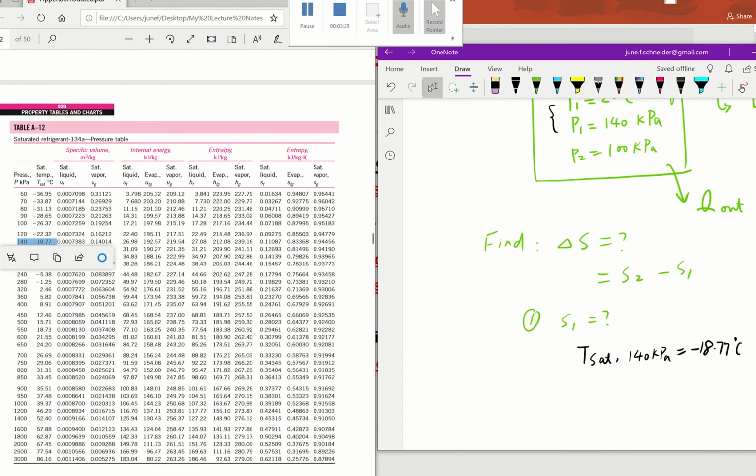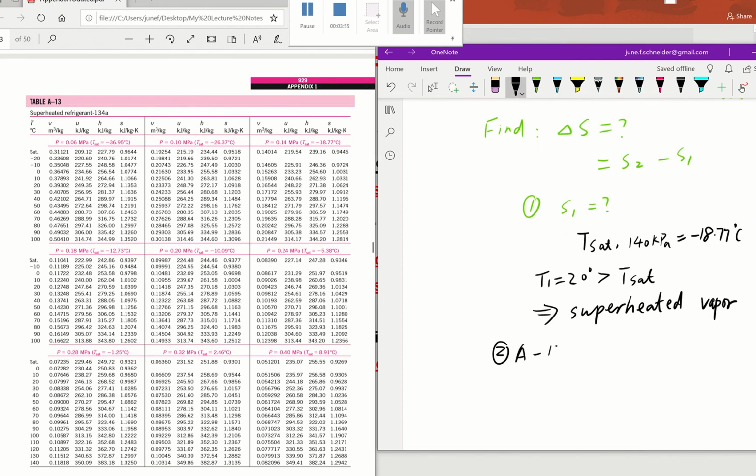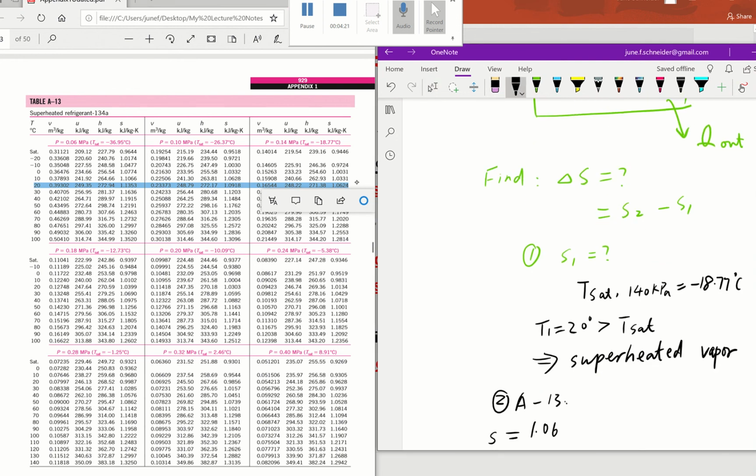And our temperature here is 20. So T1 equal to 20 is way greater than the saturated temperature. That means this is superheated vapor. If it is superheated vapor, we go to table A13, and our goal is to find our entropy. At 140 kilopascal, that is 0.14 megapascal, and temperature 20, look across and look down. We get our S value here, 1.0624 kilojoule per kilogram per Kelvin.